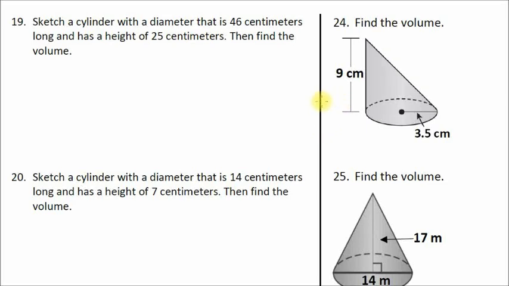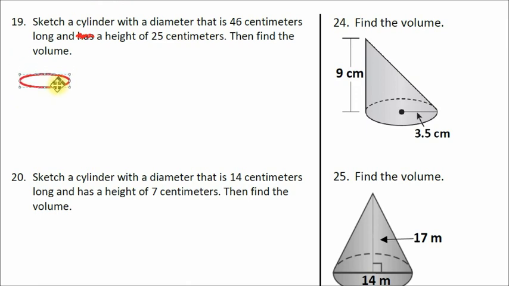We are working on the test review worksheets for the volume unit, and this is question number 19. Sketch a cylinder with a diameter that is 46 centimeters long and a height of 25 centimeters. And we can get rid of this word "has," not helping us at all. All right, so sketching the cylinder, let's go ahead and do that.